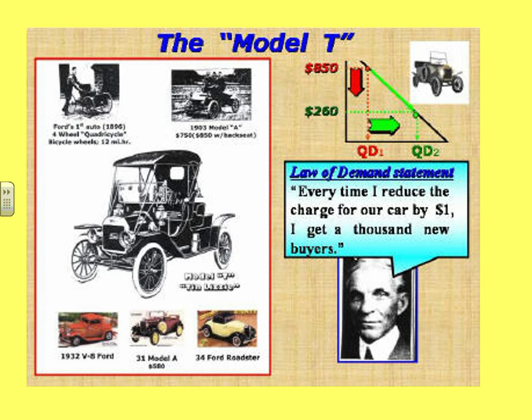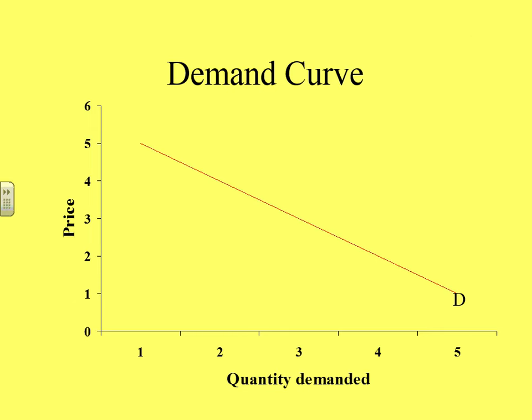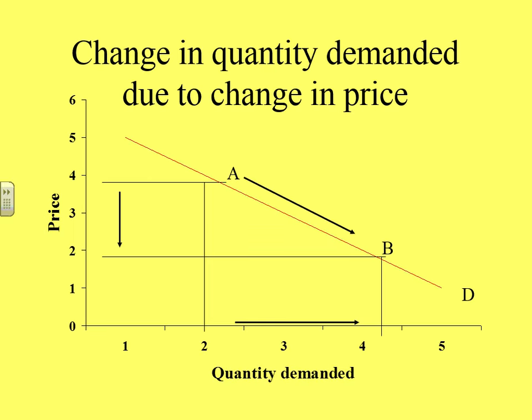The Model T is a really good example of the law of demand. Henry Ford said that every time he lowered the price of his car, he saw a substantial increase in how many cars people would buy. So when we look at a demand curve, all we're doing is comparing two points on a basic demand curve, and we are talking about changes in quantity demanded. If you go from point A to point B, what had to happen? We had a decrease in price and an increase in how much people will buy. Vice versa, going from B to A would be an increase in price and a decrease in the quantity demanded.